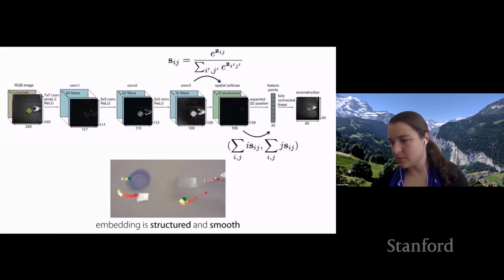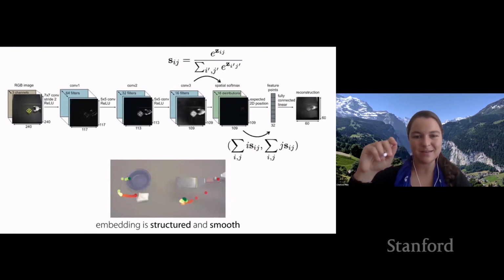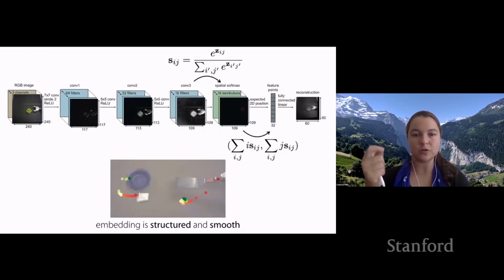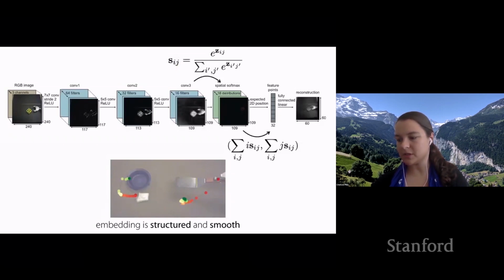S_ij is basically the probability distribution. S is the probability value for pixel ij, and this is computing the average over i and the average over j. The result of this is the expected value of that distribution over coordinates, which will give you a 2D coordinate in this space. Both of these operations, the softmax and this expectation, are differentiable operations, which allow us to backpropagate the reconstruction objective into the earlier layers of the network.